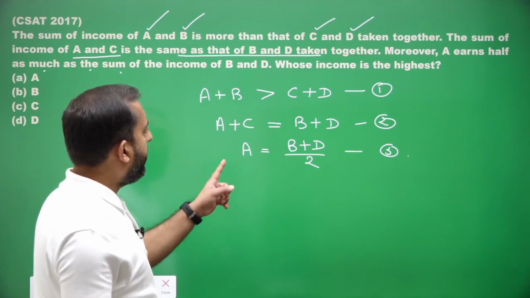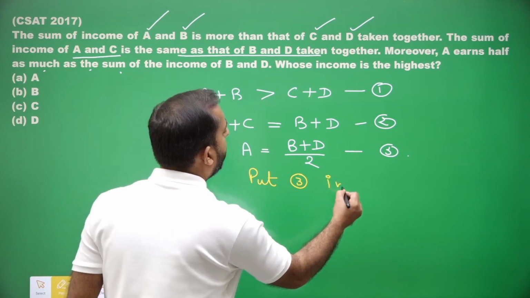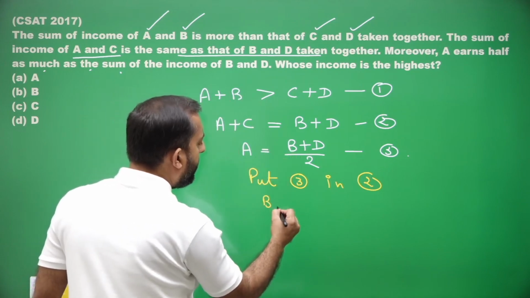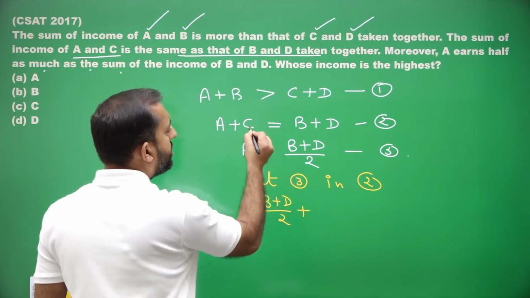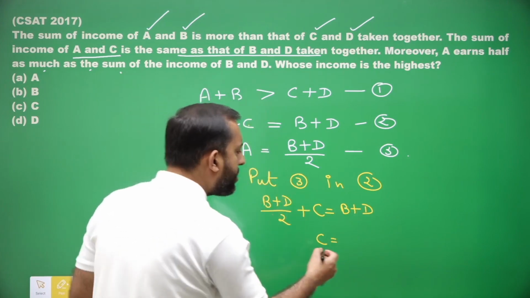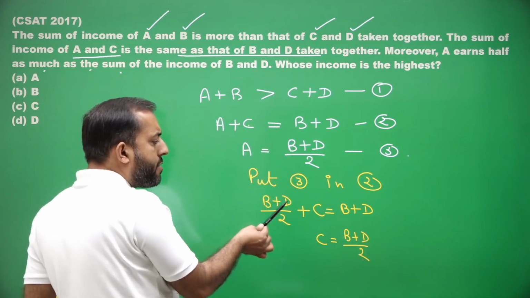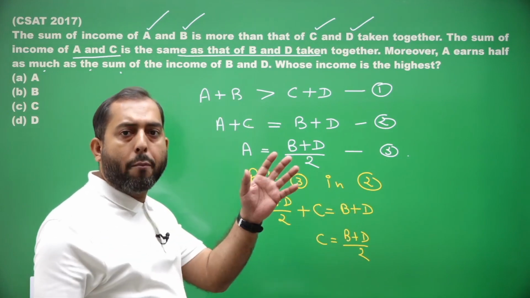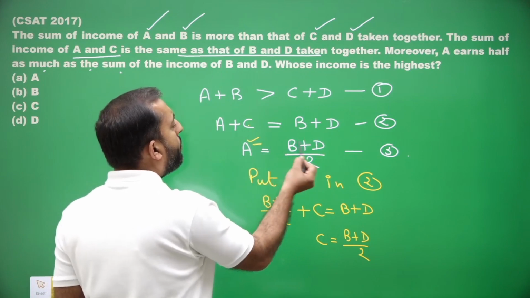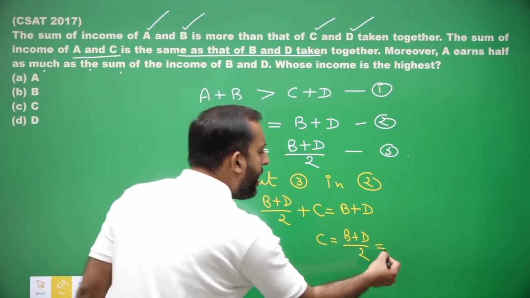Now put equation 3 into equation 2. Replace A with B plus D upon 2, C as it is, and B plus D. If you solve this further, you will get that C is nothing but B plus D upon 2. This is half of B plus D, this is the complete B plus D. If from the complete you subtract half, you are left with half only. Now I know A is also B plus D upon 2 and C is also B plus D upon 2, which means A and C are equal to each other.